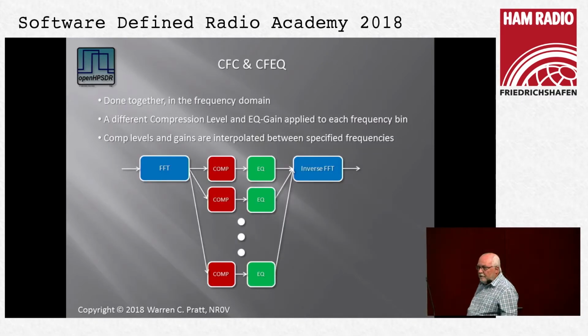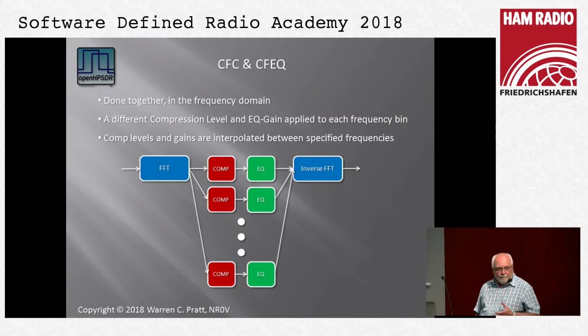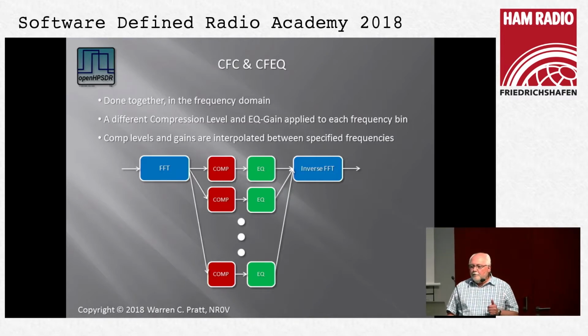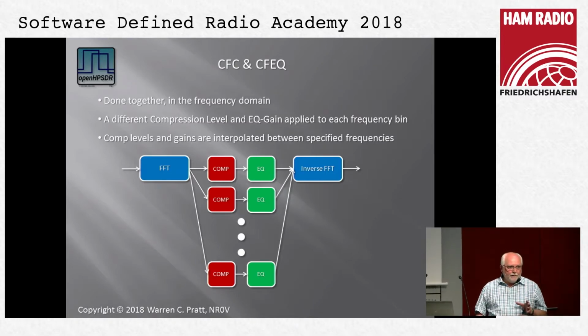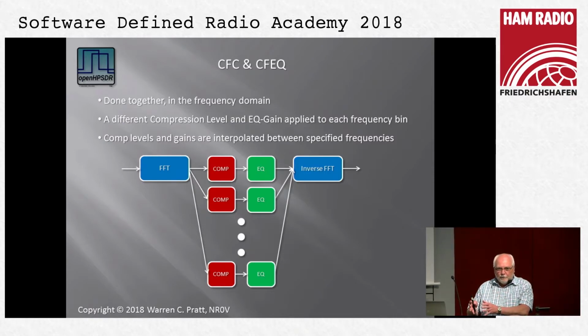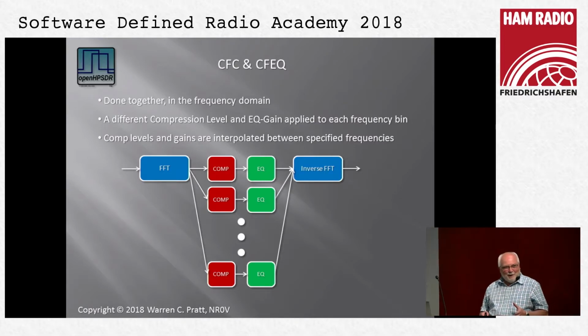Okay, moving on to the continuous frequency compressor and the continuous frequency equalizer. These are done together in the frequency domain, which means that we're going to do an FFT, do the compression and equalization gain, and do an inverse FFT. Well, that looks simple, right? It turns out it's not quite this simple, as things in digital signal processing often are not.